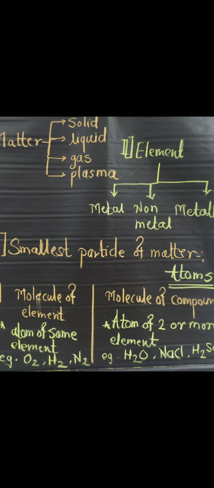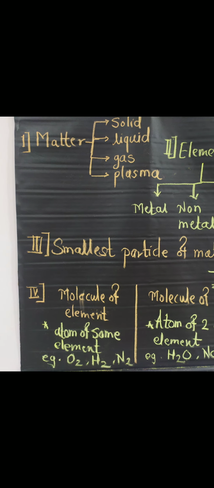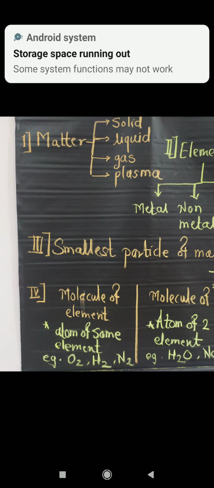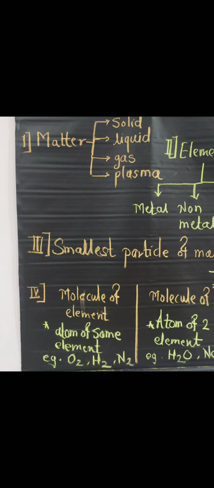Then what is the difference between a molecule of an element and a molecule of a compound? First, the molecule of an element. In an element, all atoms are the same. See the example, O2. We breathe O2, which has two atoms of oxygen. Hydrogen, chemical formula H2, has two atoms of hydrogen. N2, nitrogen, has two atoms of nitrogen. So all the atoms present in the molecule of an element are the same.